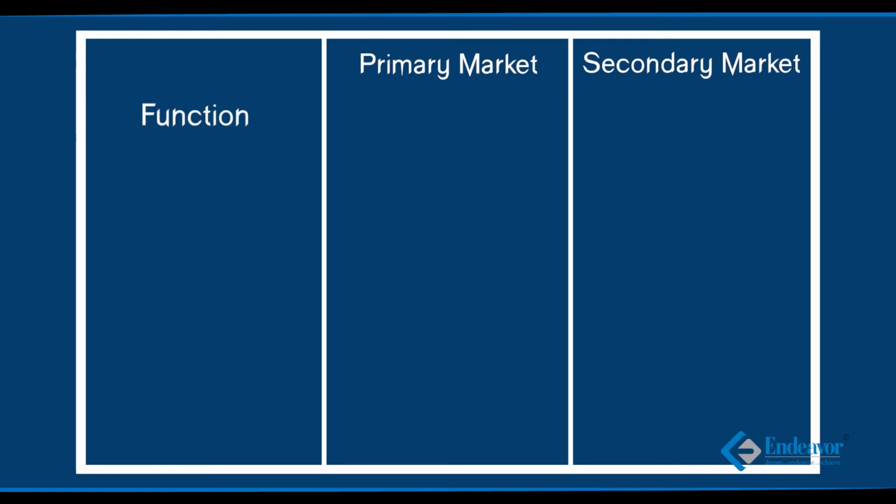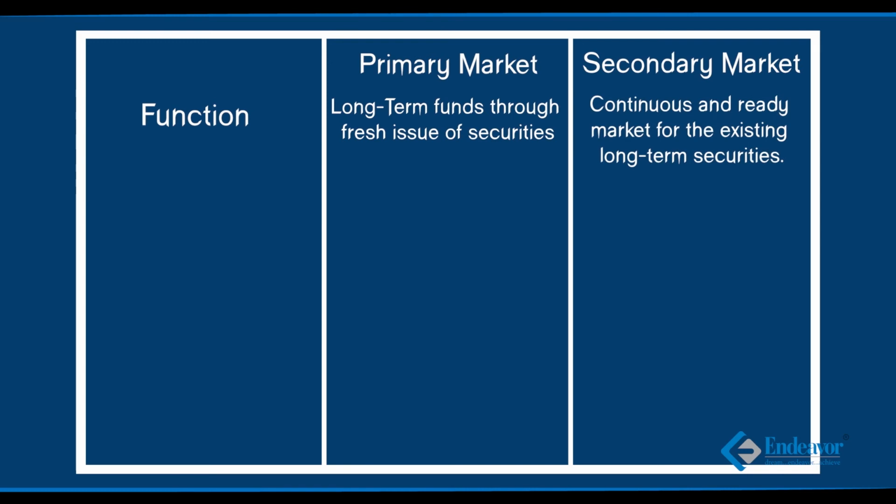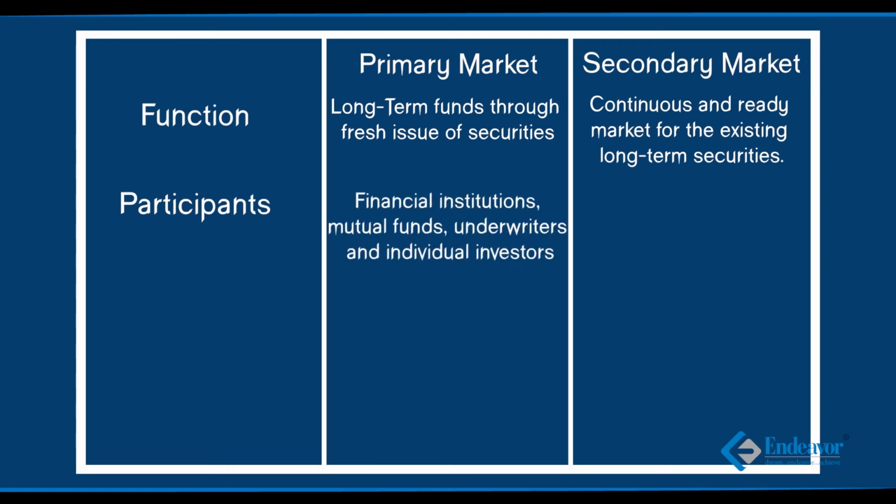The first one is function. While the main function of the primary market is to raise long-term funds through fresh issue of securities, the main function of the secondary market is to provide a continuous and ready market for the existing long-term securities. The second point of difference is participants. While the major players in the primary market are financial institutions, mutual funds, underwriters and individual investors, major players in the secondary market are all of these and the stockbrokers who are members of the stock exchange.